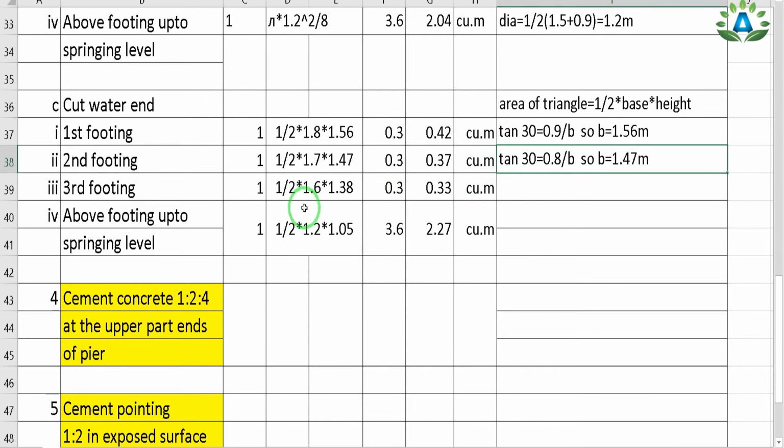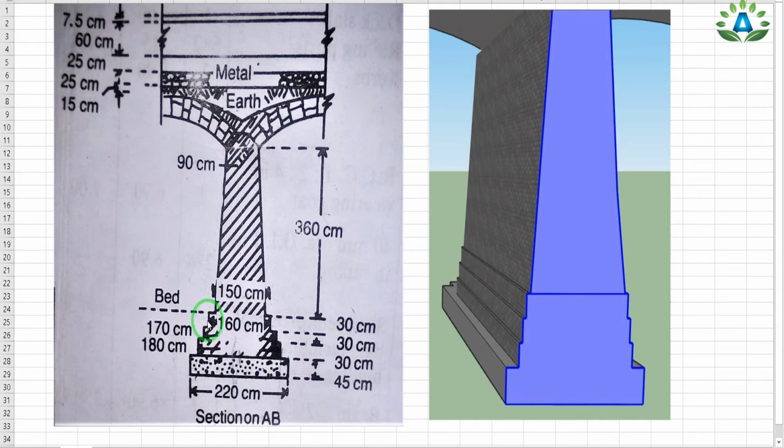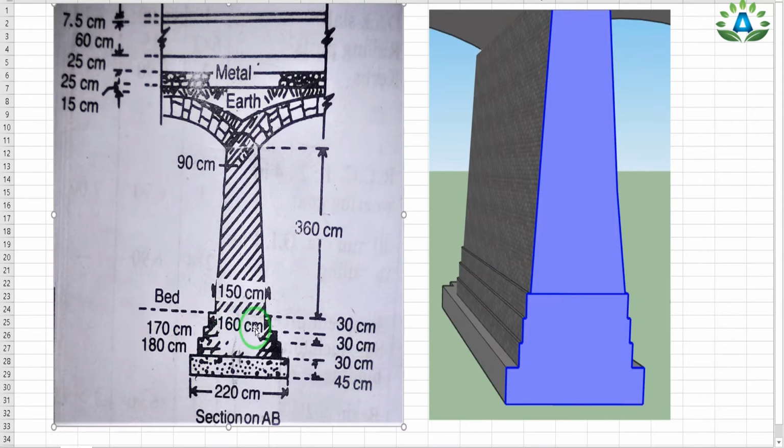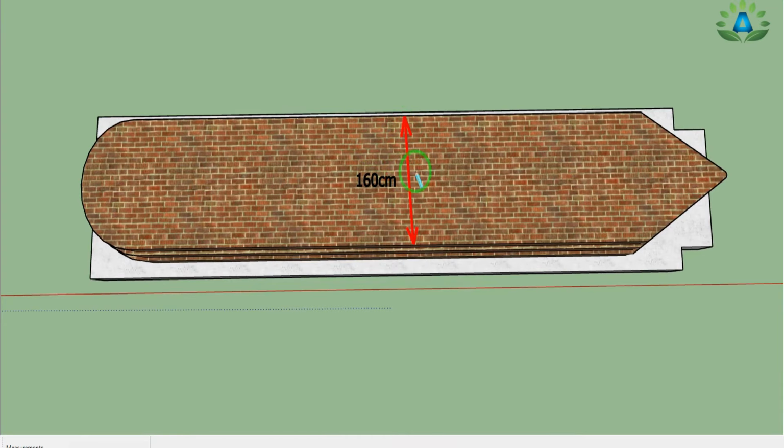Now our third step is to calculate the third footing of the cut water end. Here also we need to use the same formula, that is area of the triangle equals 1 by 2 into base into height, but our height of the triangle is unknown, and we need to find this height by using the tan theta relation. And we have the width of this third footing, 160 centimeter. That means here we can see this is our first footing, this is our second footing, and this is our third footing, having the width of 160 centimeter, that is this portion.